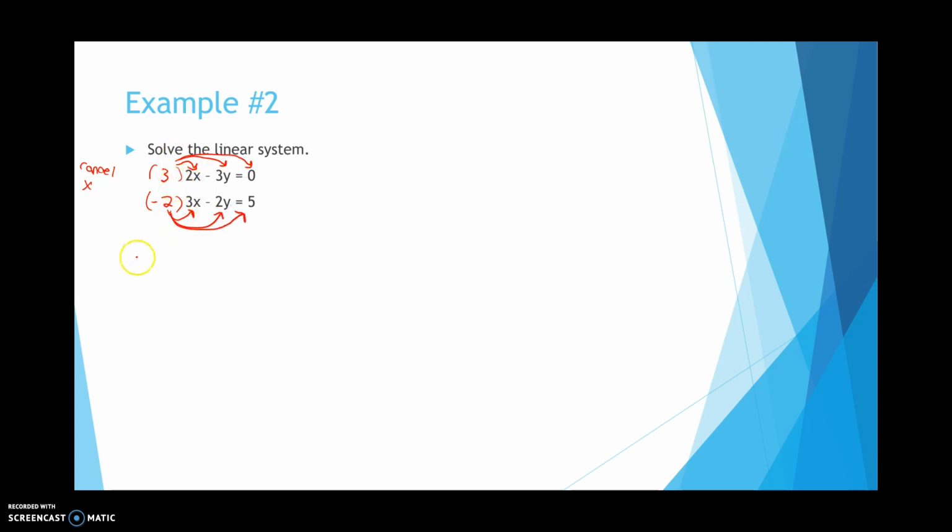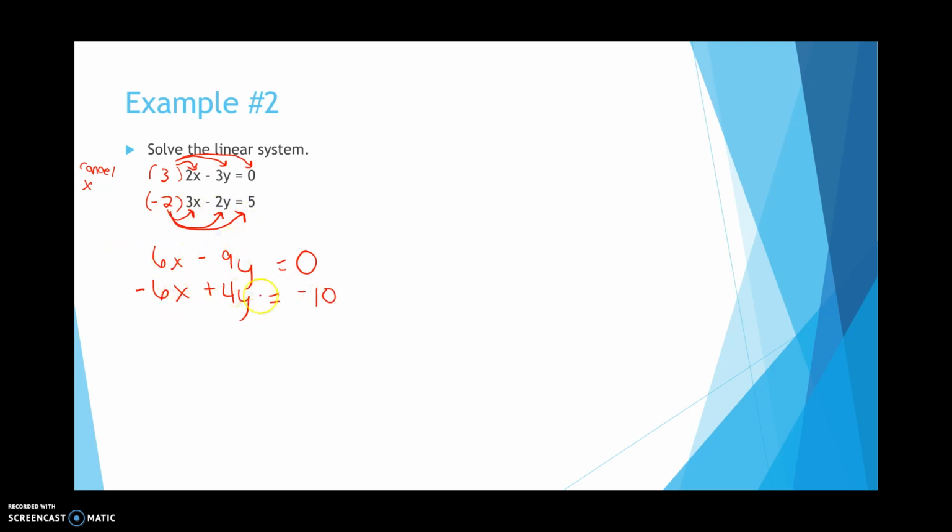So 3 times 2x gives me 6x. 3 times -3y gives me a -9y. 3 times 0 equals 0. -2 times 3 gives me -6. Now those x's will cancel, but let's continue with this. -2 times -2y will give me a positive 4y. -2 times positive 5 gives me -10.